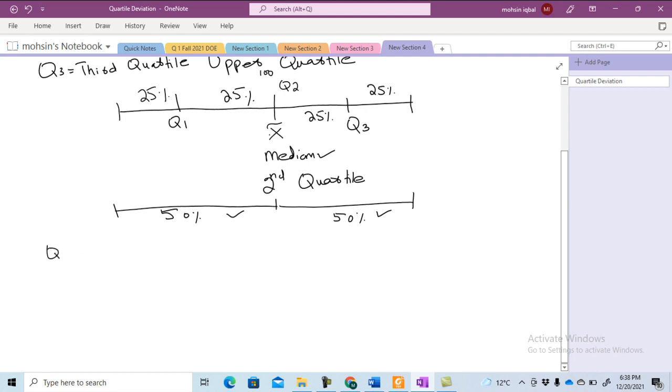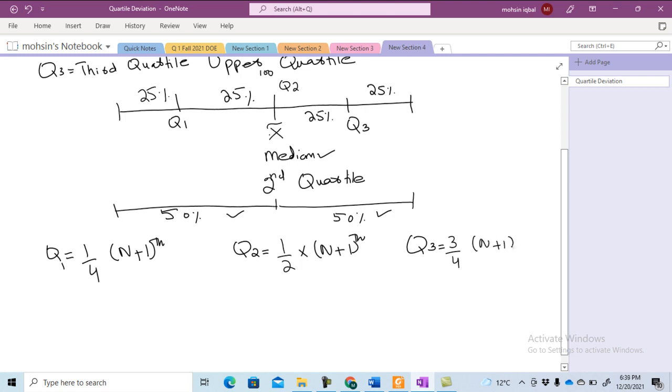The formula for Q1 is equal to 1 by 4, because it divides data into four parts, multiplied by n plus 1, where n is the number of observations in the data set. The size of 1 by 4 multiplied by the n plus 1th value will become Q1. What's the formula for Q2? Q2 will be equal to 1 by 2, meaning half the data, multiplied by the n plus 1th value. And Q3 will be equal to, obviously, 3 by 4, which means 75% of the data, multiplied by the n plus 1th value. So these are the formulas.